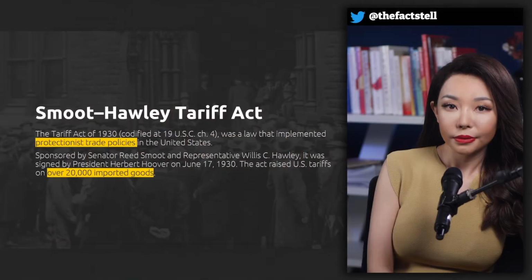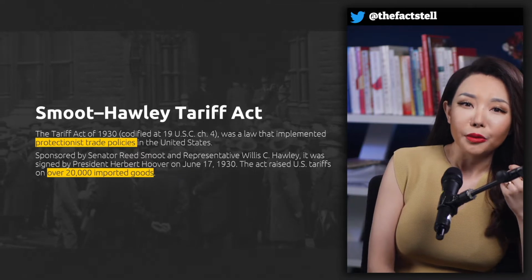So it had a dramatic effect at a dramatic time, when the stock market was also falling by more than half. So there was trouble in the U.S. economy. The stock market had crashed, and Smoot-Hawley made it all worse.